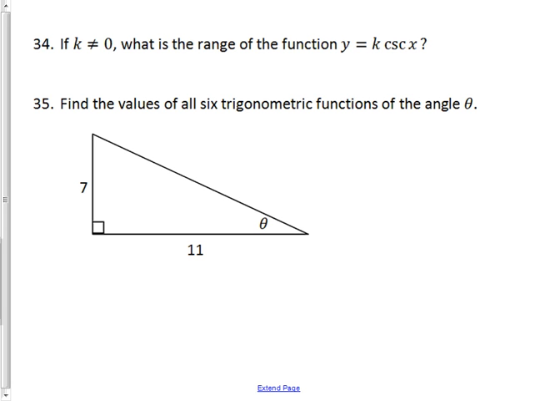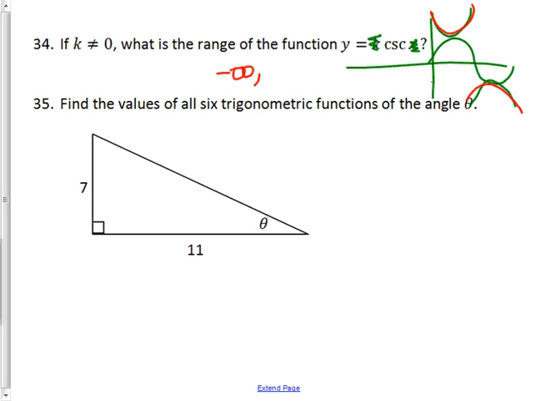If k is not equal to 0, what's the range of the function? First of all, if this had just been plain old cosecant, I would graph plain old cosecant. Cosecant rides on top of sine. So there's sine, and there's cosecant. What is the range of those red little loopy things? Well, it's from negative infinity all the way up to negative 1, union with 1 to infinity. That's the normal range for cosecant.